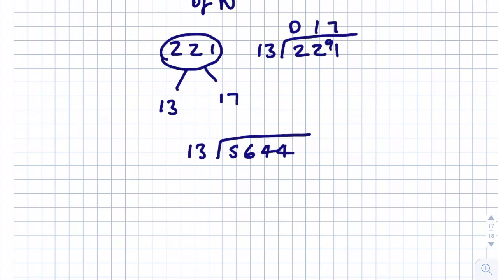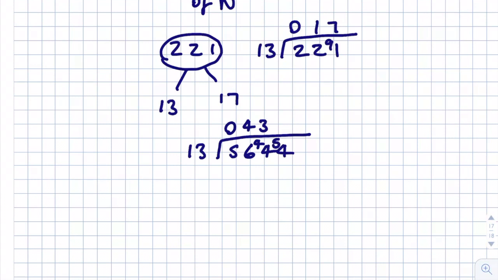So how many 13s go into 50? How many 13s go into 56? Well, I know 13 times 4 is 52. That's going to give me a remainder of 4. How many 13s go into 44? 13 times 3 is 39. It's going to be 3 with a remainder of 5.